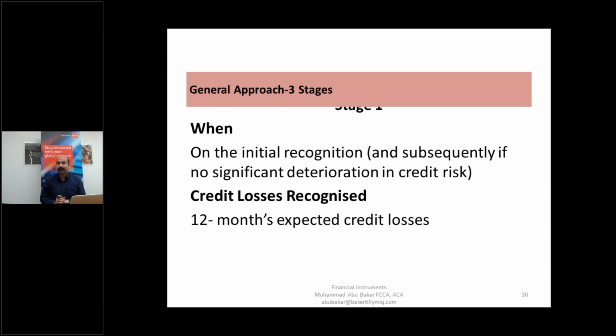Then at each reporting date, the financial asset's credit risk will be assessed. If there is no significant increase in credit risk since the initial recognition, or the financial asset is deemed to be low credit risk, it remains in stage 1 of the model. 12 months expected credit losses shall be recognized at the reporting date. So this is stage 1.